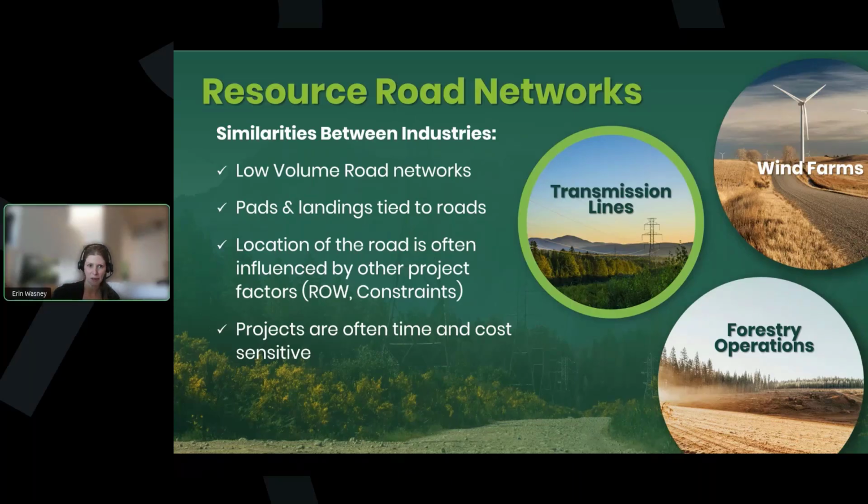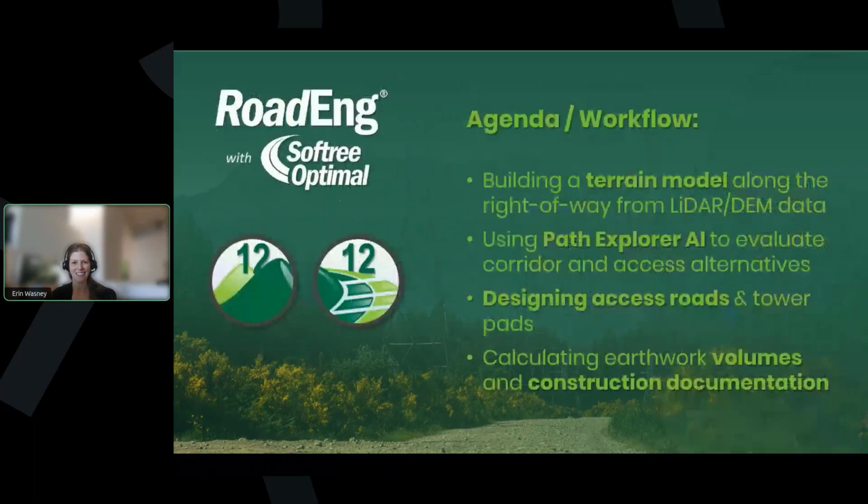So today's workflow, or agenda, is really going to be focusing on that long linear transmission line corridor, some relatively fun terrain, bringing in our actual transmission line towers, then building that terrain model based on some LiDAR and DEM. Then we're going to use Path Explorer AI, and I should say this is going to be an alpha version of 12 coming out into beta by the end of the month. So we are previewing and working with our new version. And yes, if you have been in a webinar before, we've talked about 12 for a while. We are excited. It's almost at the finish line.